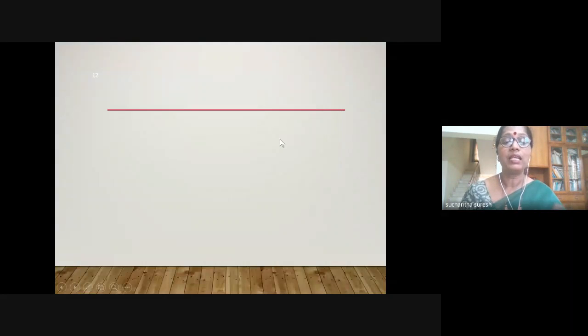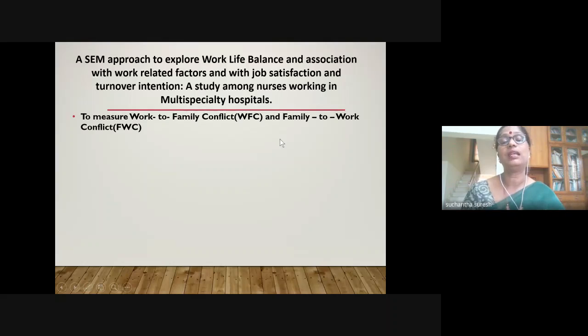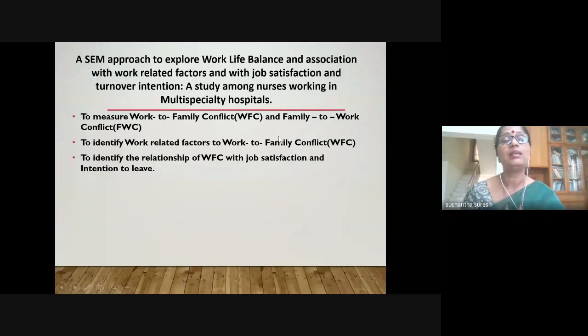Hope I am making it very clear. You need to understand that. Now, suppose I take the same study of that SEM approach, structural equation modeling, to explore work-life balance and its association with work-related factors, job satisfaction, and turnover intention. If I have taken up this study, these are my objectives.